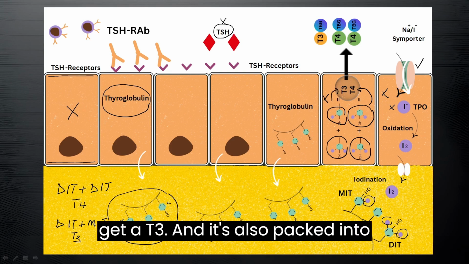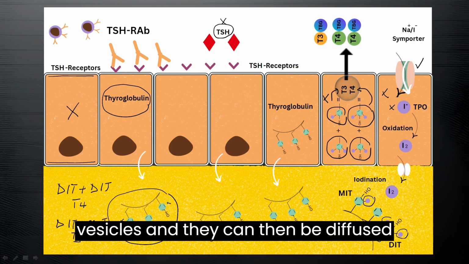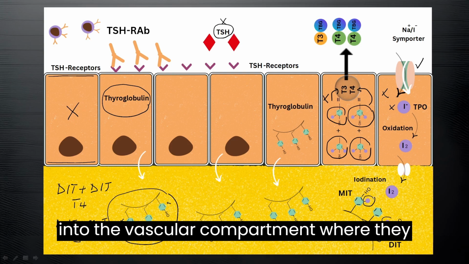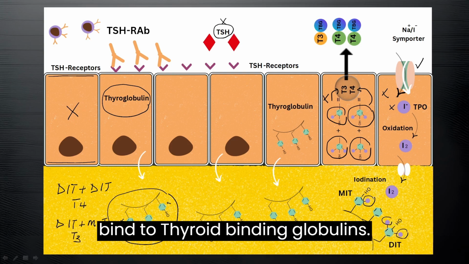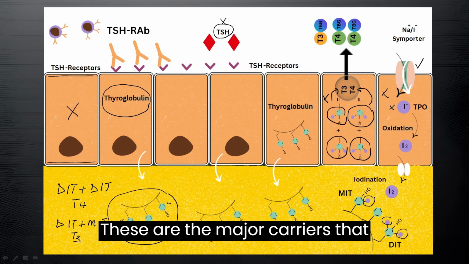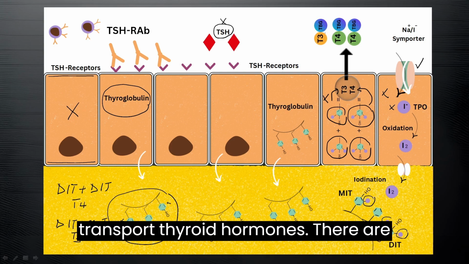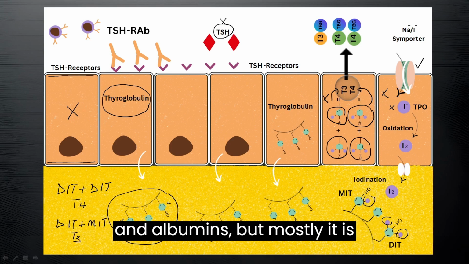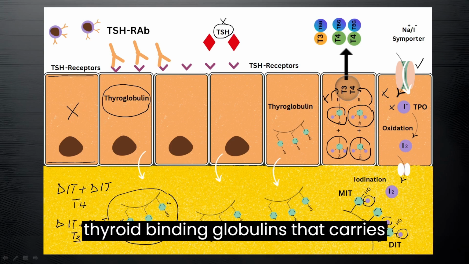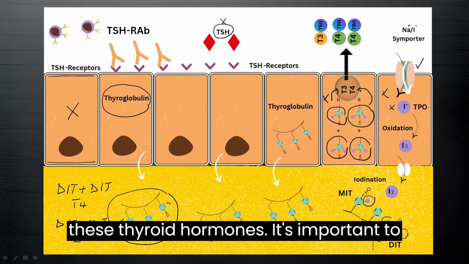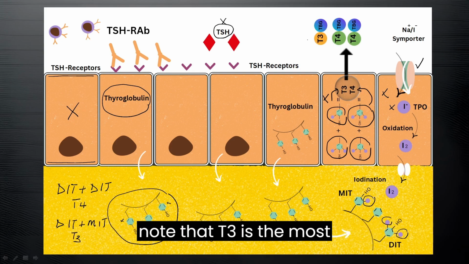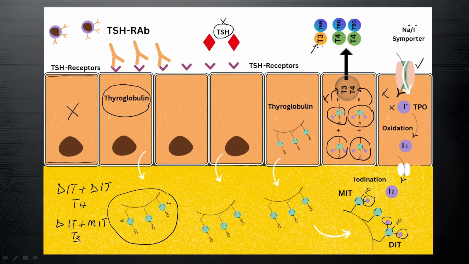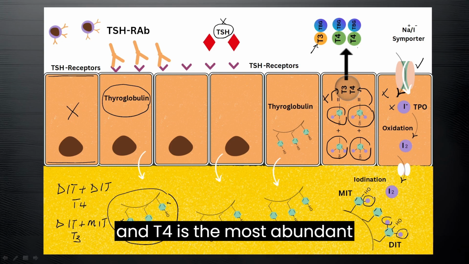And it's also packed into vesicles, and they can then be diffused across the membrane into the vessel or into the vascular compartment where they bind to thyroid binding globulins. These are the major carriers that transport thyroid hormones. There are other minor ones such as transthyretin and albumins, but mostly it is thyroid binding globulins that carry these thyroid hormones. It's important to note that T3 is the most potent or the most active thyroid hormone, and T4 is the most abundant hormone.